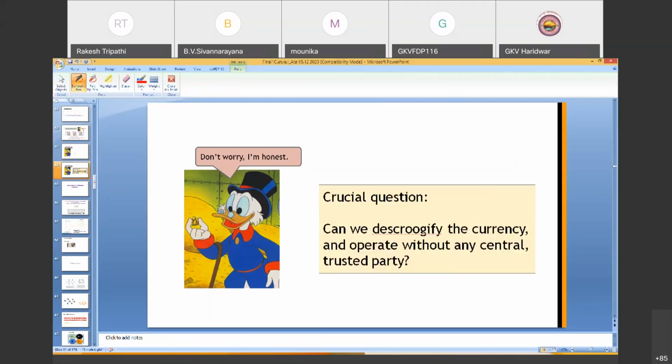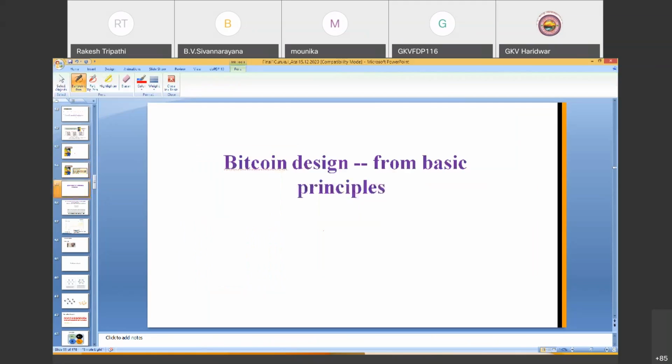So now we have to de-Scroogify this currency. Now it is very much centralized. We have to make it decentralized. And now comes Bitcoin. In Bitcoin, all these things were decentralized. And how is it decentralized? Let's see.